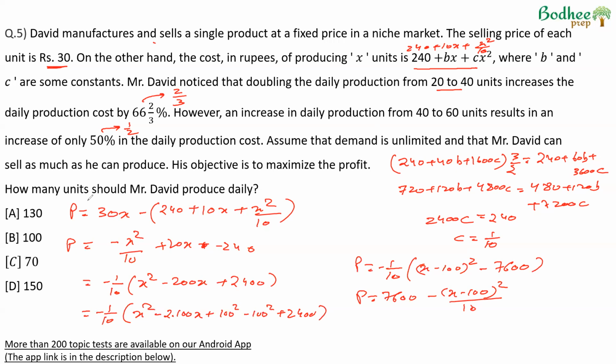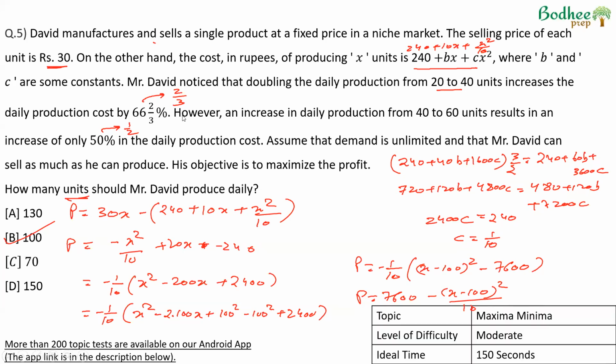We have to find out the daily units that need to be produced. For P to be maximum, this negative term has to be minimum. The minimum value of a square is 0. And therefore, x minus 100 has to be 0, or 100 units have to be produced. Option B becomes my answer. I think moderate level of difficulty, time would be required since there are calculations involved, but conceptually not very difficult to solve.